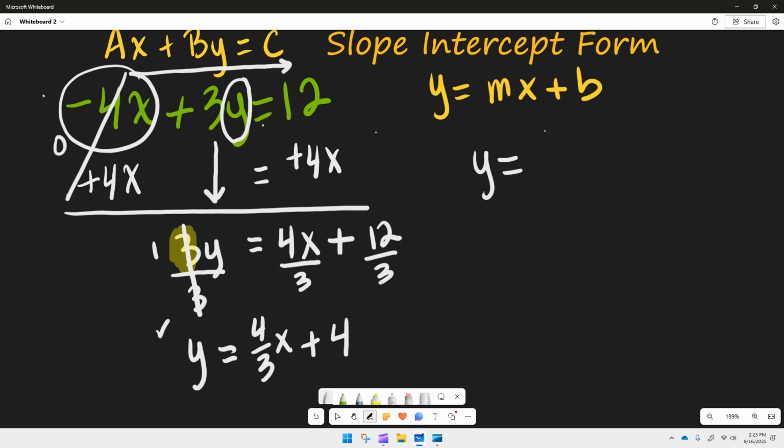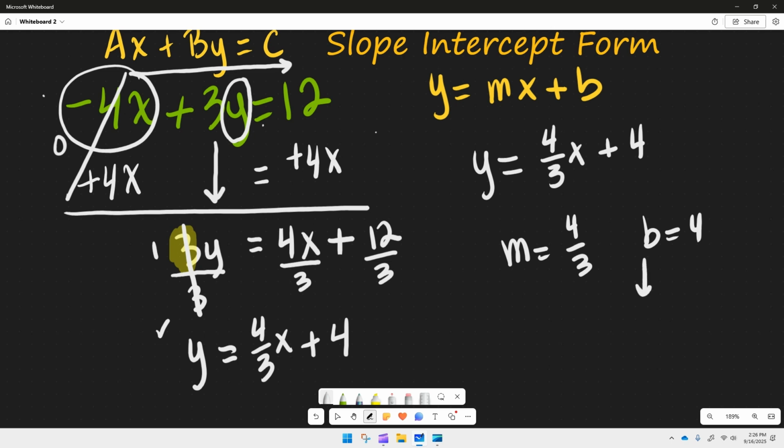We have now written this in slope-intercept form. We know it's slope-intercept form because the y is by itself. It says y equals mx plus b. So the m is 4/3. We know our m, our slope, is 4/3. And our b, plus 4, is a constant. We know our b is going to be 4. To remind ourselves, our b is the y-intercept. That is (0, 4). So the x value is 0 and the y value, the y-intercept, is 4.